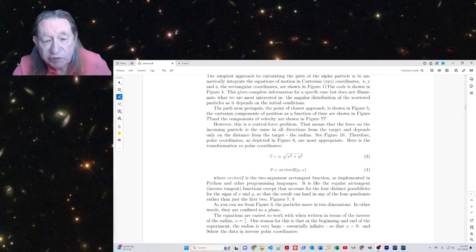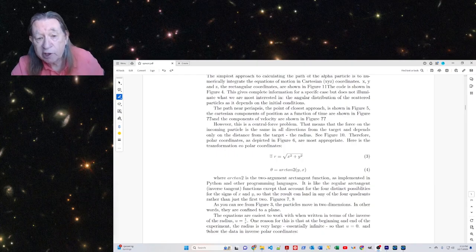So the radius is computed by the Pythagorean theorem, so it's the square root of the sum of the distances in two perpendicular directions. It's a right triangle. This is the angle. It's computed by the arctangent function. That's the inverse function. And in Python and many other languages, it's called arctan2. The first argument is the vertical distance, and the second argument is the horizontal distance.